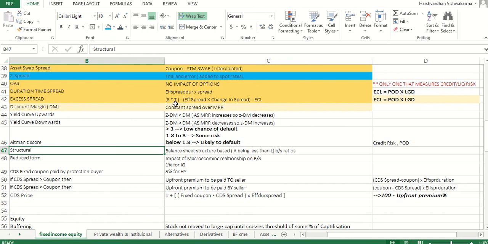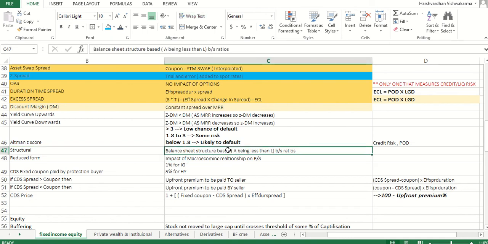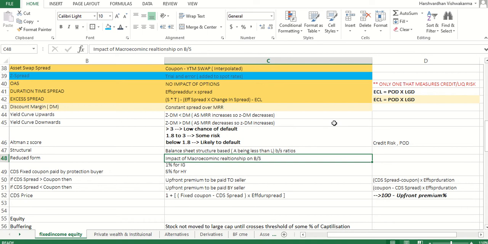So the structural model, in a broader sense, will take the balance sheet ratios and see how the company's cash flow or the company's cash or assets are structured. It will try to give a probability of default. And the reduced form model is doing the same thing, but it takes the impact of macroeconomic relationships on the overall economy and the business in the business cycle itself.